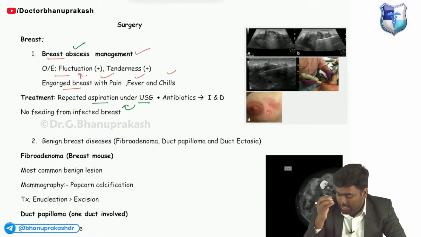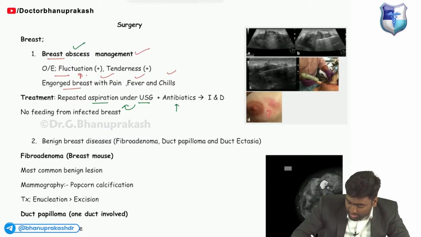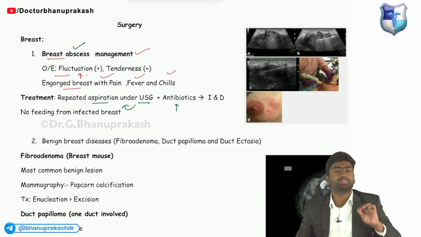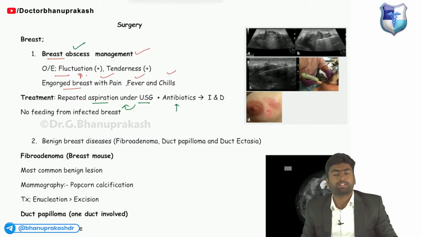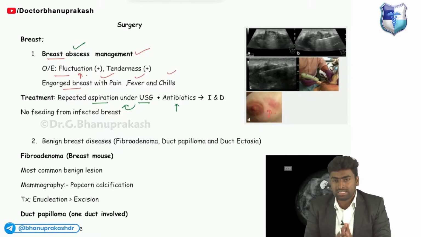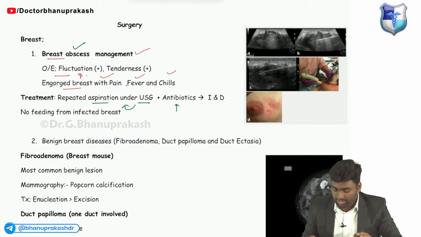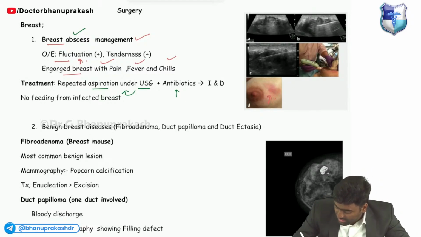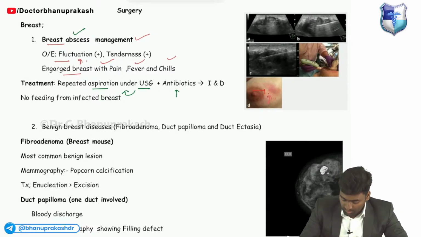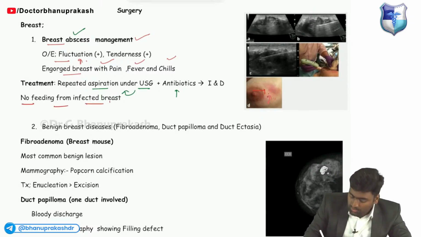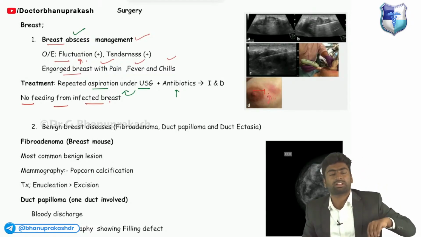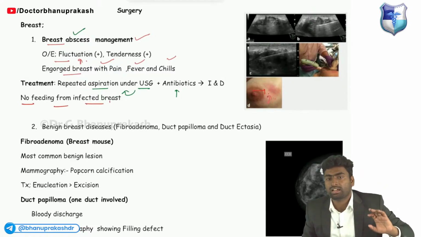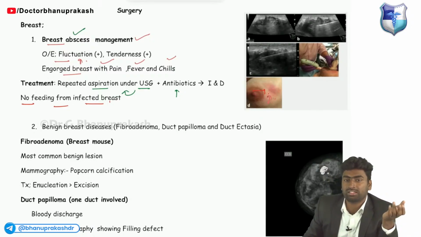So just listen, for this you need to give antibiotics. You need to give antibiotics along with multiple repeated aspirations under USG guidance. If this fails, then you go for I&D. Okay, and till the swelling and things resolve, you need to drain the milk by manual compression and manual extraction of the milk, but you should not feed the baby.